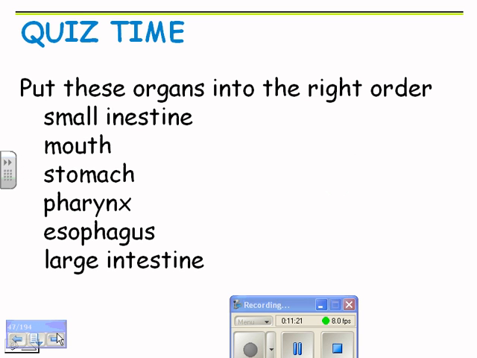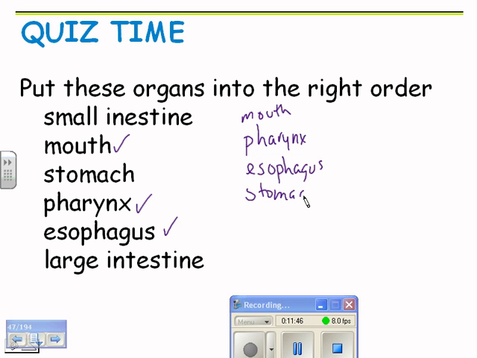Put these organs into the right order. So please pause this, and I'll do it for you now. So pause it and then come back. So food enters the mouth first. So we got that one. And then it goes to the throat, which is called the pharynx. And then it goes down that tube to your stomach. So that tube is called the esophagus. And then it goes into the stomach, where it stays for a couple hours, and protein digestion starts there. Then the small intestine, which is actually really long. And then the large intestine.